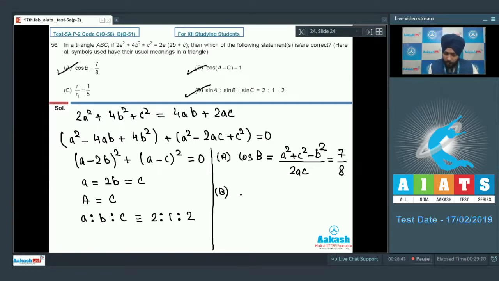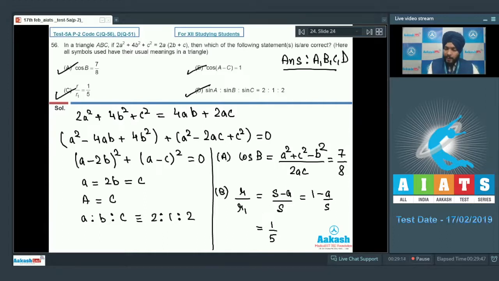For the C part, you can again use r upon r1. r is delta upon s. r1 is delta upon s minus a. So it is s minus a upon s, which is 1 minus a by s. So we have a, b, c, so you can calculate the value. This will be 1 by 5. Okay. So all four options are correct over here. ABCD.